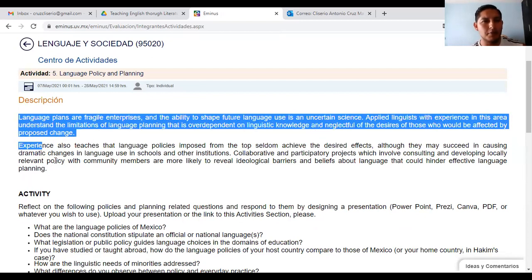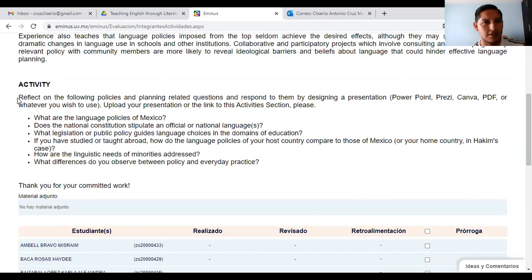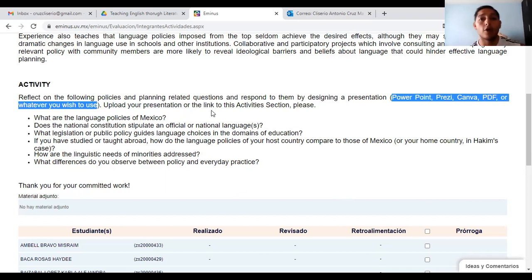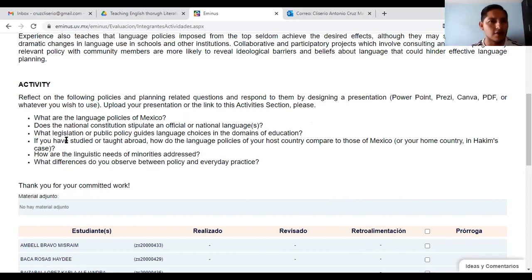You have a brief description of the task and the instructions of the activity. Reflect on the following policies and planning related questions and answer the questions by designing a presentation with the format that you wish to use. Upload the presentation or the link of your presentation here, PDF or link or PowerPoint or Canva presentation, Prezi, you decide. What are the language policies of Mexico in a succinct manner? Does the national constitution stipulate an official or national language or languages? That's your brief investigation.